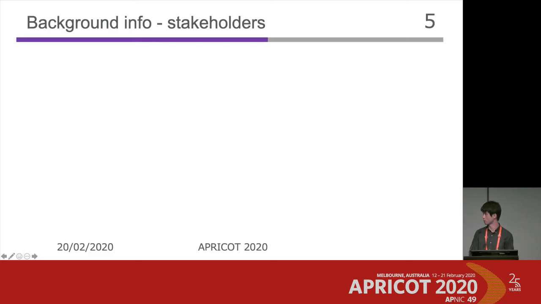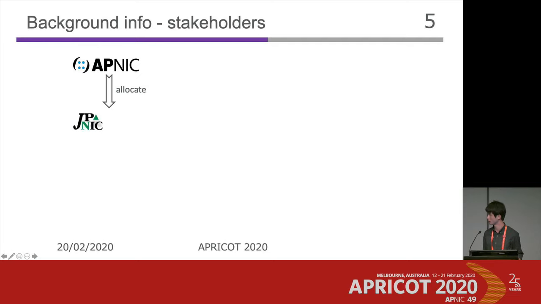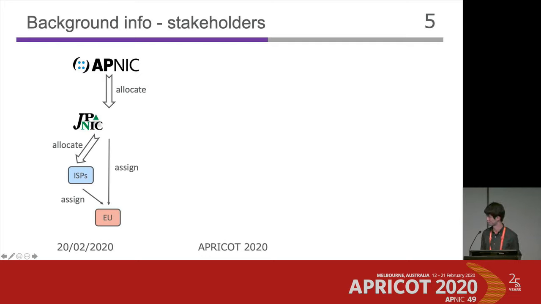Now I'm introducing all the stakeholders in my research. First we have APNIC, which allocates a portion of its prefixes to JPNIC and NIRs in Japan. Then JPNIC further allocates to ISPs in Japan, then ISPs assign their prefixes to end users, or JPNIC directly assigns to end users. Then, just as all the RIRs do, JPNIC also has a pool of unused addresses, which we refer to as unassigned here.